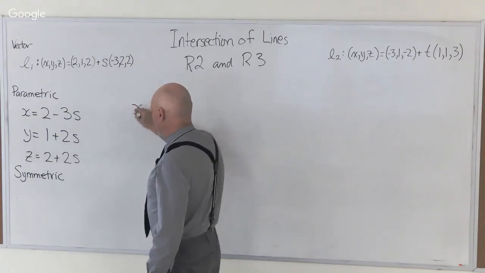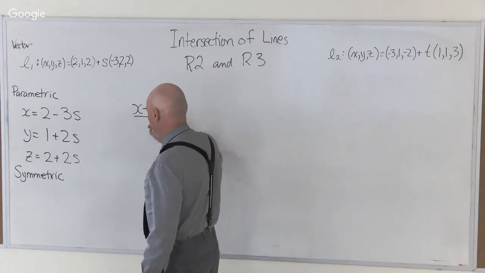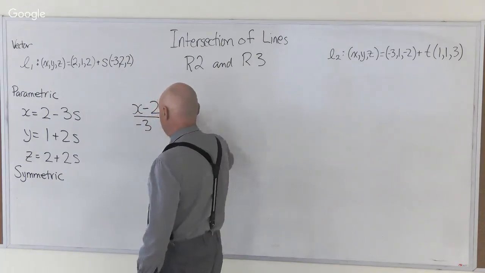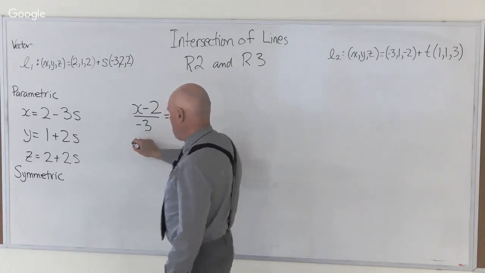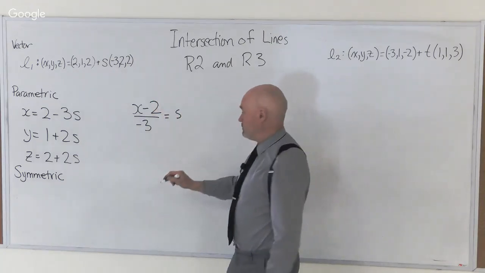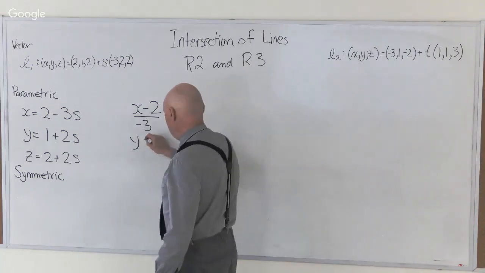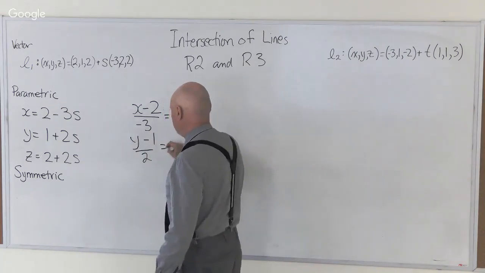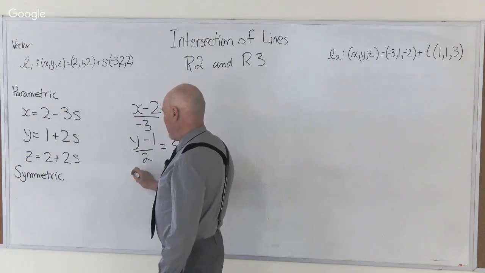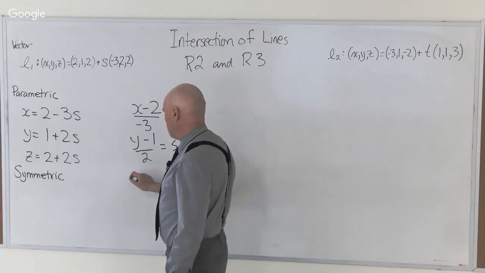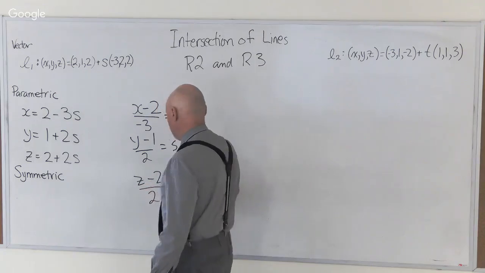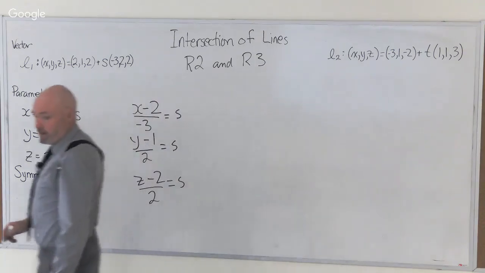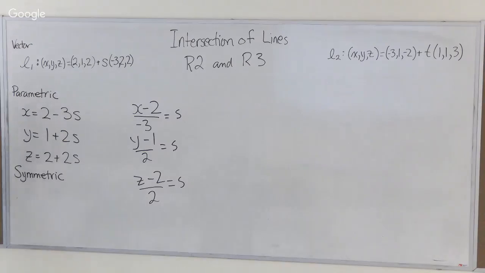So I'll do the first one. x minus 2 over negative 3 is equal to s. And then y minus 1 divided by 2 is equal to s. Very good. And then the last one, z minus 2 divided by 2 is also equal to s. Yes. So now I have my symmetric equations of this line.